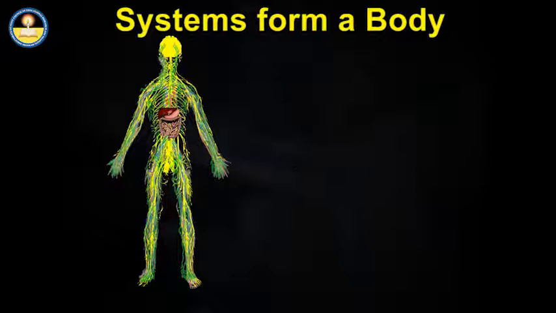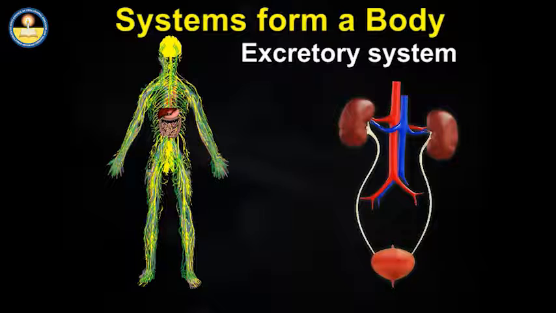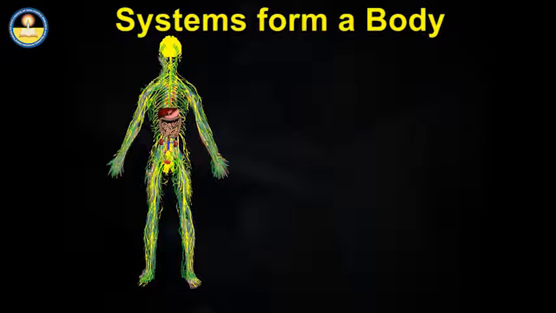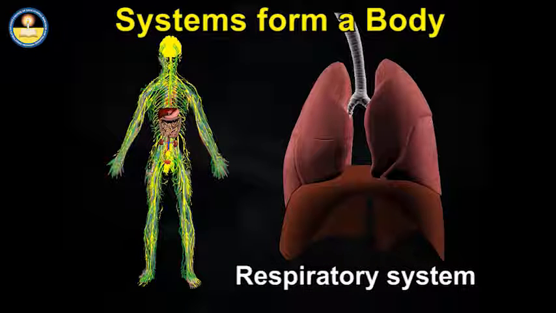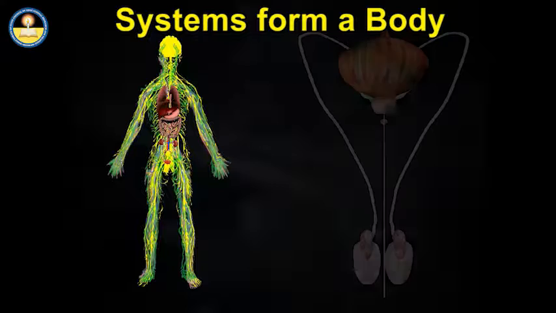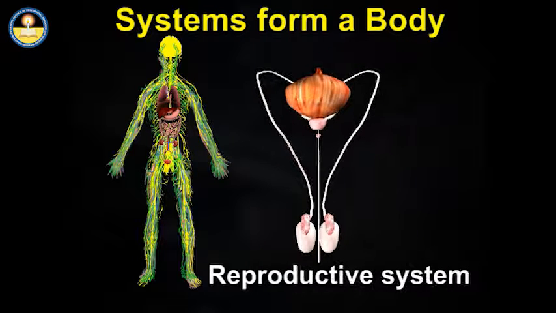The main role of the excretory system is to filter out the waste produced by the other systems. Oxygen is absorbed and carbon dioxide is expelled from the body through this system. The main role of the reproductive system is to produce cells that allow reproduction.